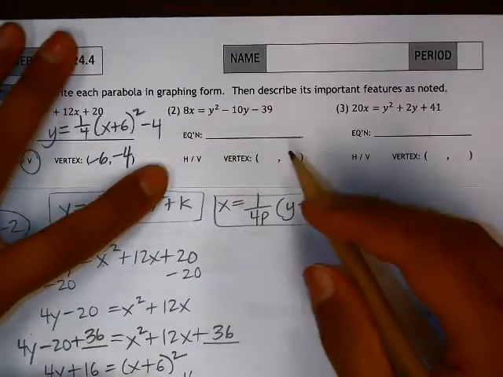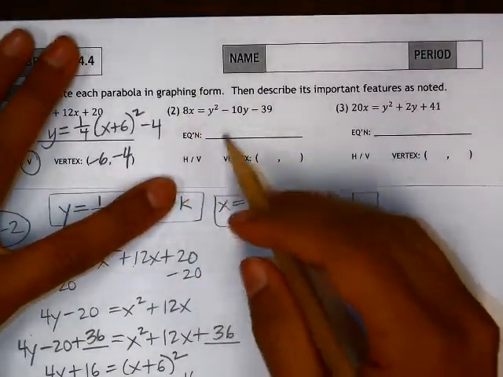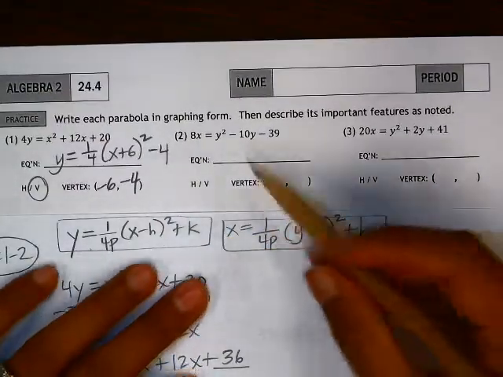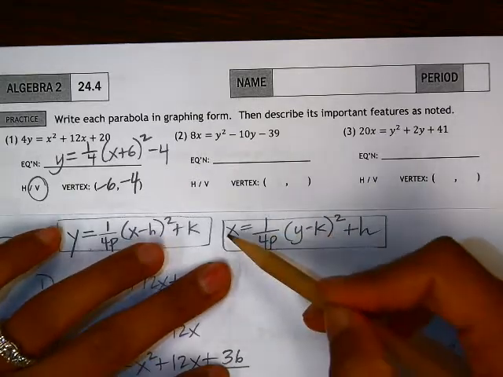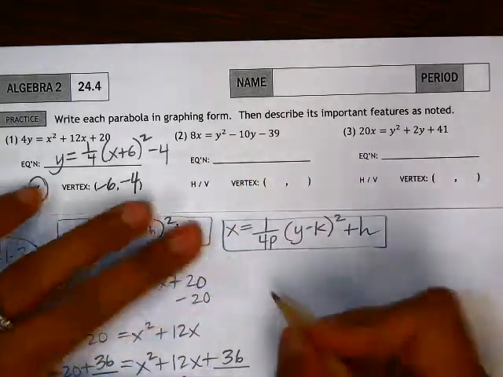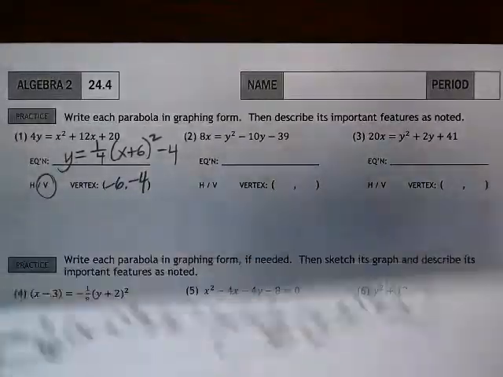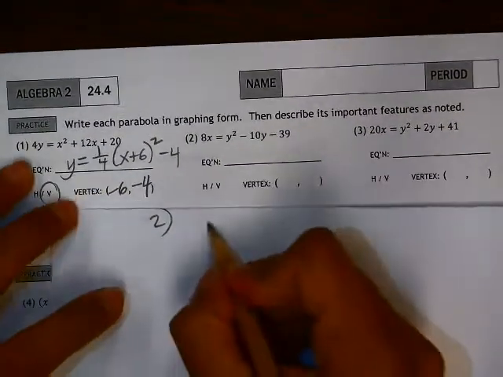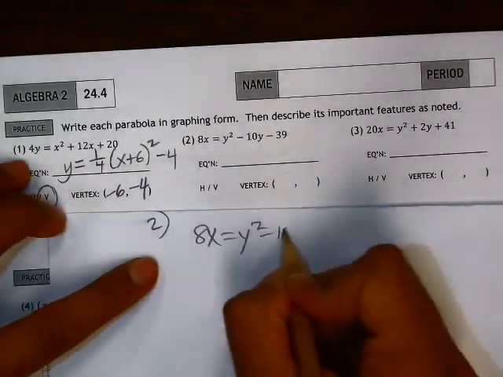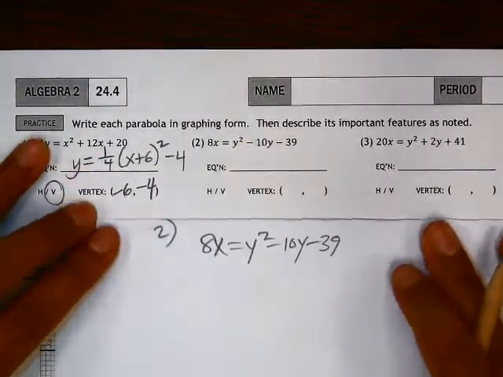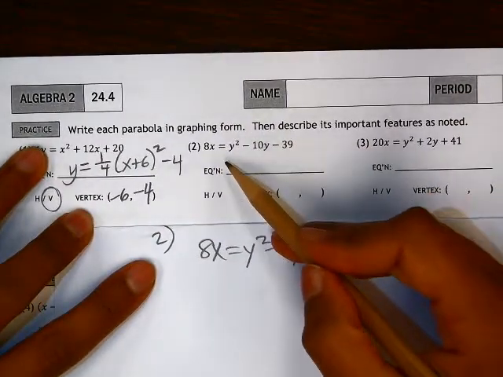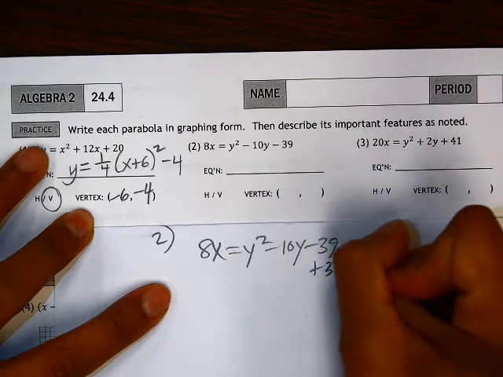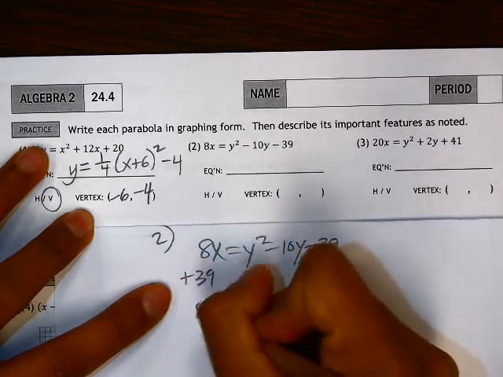So number 2, we have 8x equals y squared minus 10y minus 39. And then we can see here that we need to get it to look like this equation. So let's do the similar process as we did on number 1. Okay, now in this equation, y is the variable that's being squared. So let's isolate all the y's so that we can complete the square. So we need to add 39 to both sides.